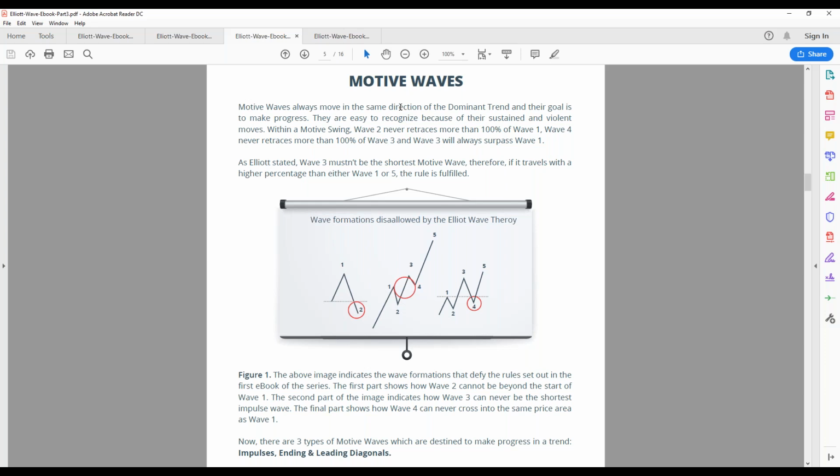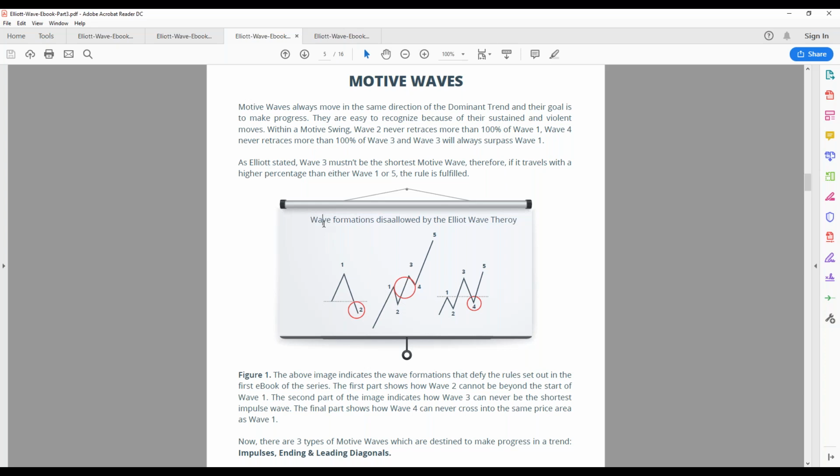Most of them contain violent moves, rapid moves, rallies, etc. Especially wave 3. Now, wave 3 in these motive waves, especially in the impulsive, which in an extension, wave 3 mustn't be the shortest wave. So as long as it's either longer than wave 1 or 5, yeah, it meets the rules.